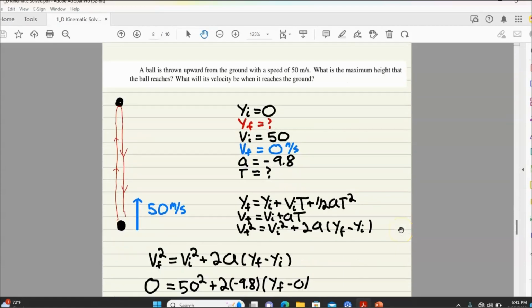All right, here's another problem. A ball is thrown upward from the ground with a speed of 50 meters per second. What is the maximum height that the ball reaches? What will its velocity be when it reaches the ground?